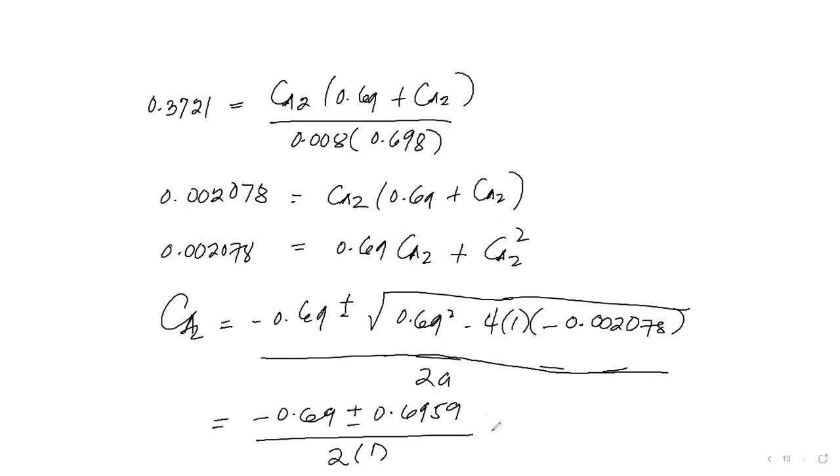So since we cannot have a negative concentration, we'll consider this being added to this. So you have 0.69599 minus 0.69 divided by 2. So your Ca2 is 0.002998. That's our Ca2. Okay.